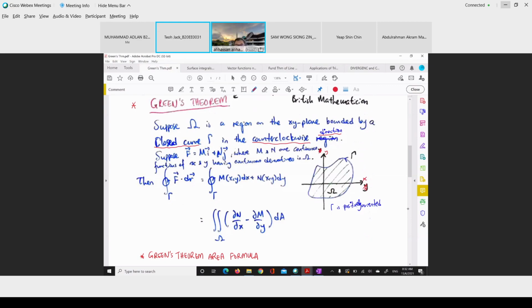The proof is quite involved, so I'm not going to go through the proof. If you are a mathematics student, I will go through the proof. But for your case, let's see the application of this Green's theorem here.